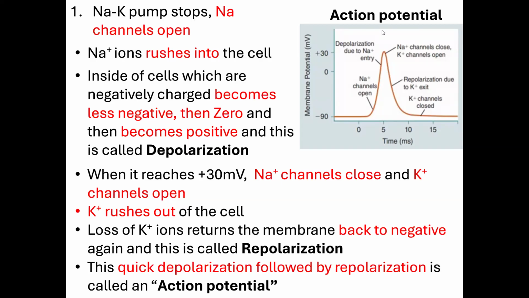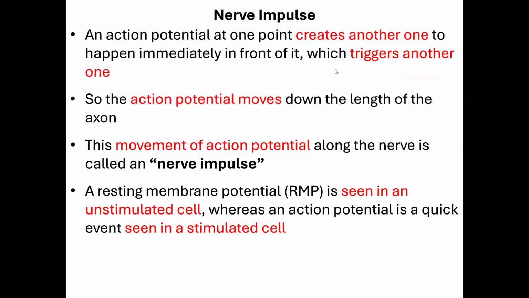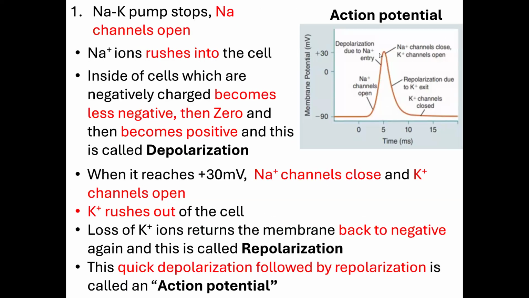So these are the activities that happen inside the cell membrane. So initially, from minus 90, it goes to plus 30. And this is called depolarization. This particular leap upwards is called the depolarization. And when the potassium channels open and potassium rushes out of the cell, then the voltage will come back to minus 90, and that is called the repolarization. So you have a depolarization and a repolarization happening.